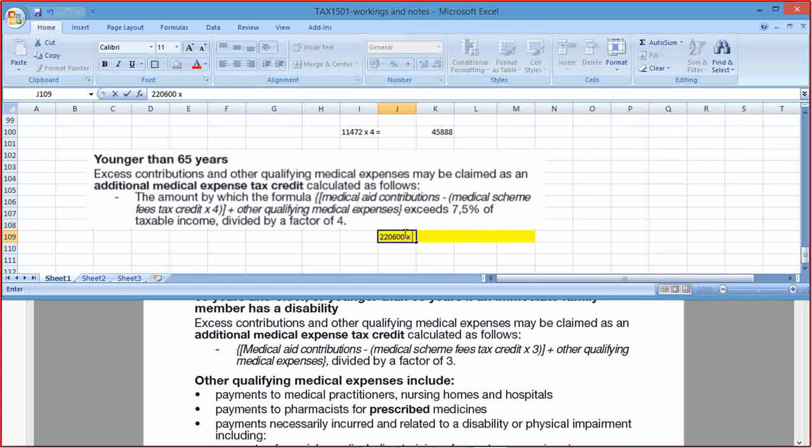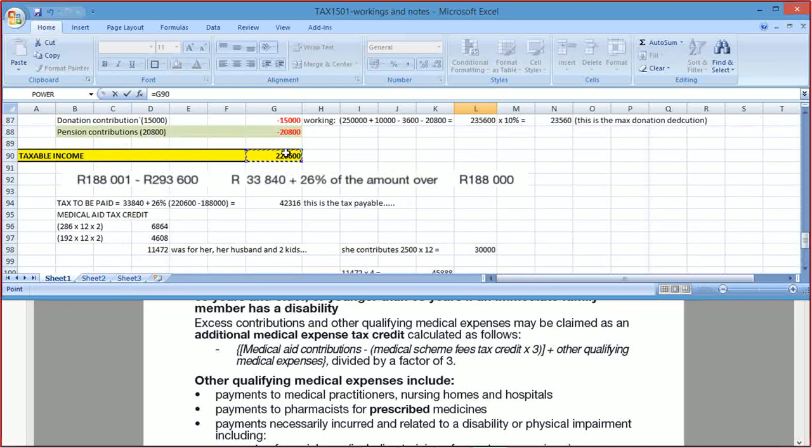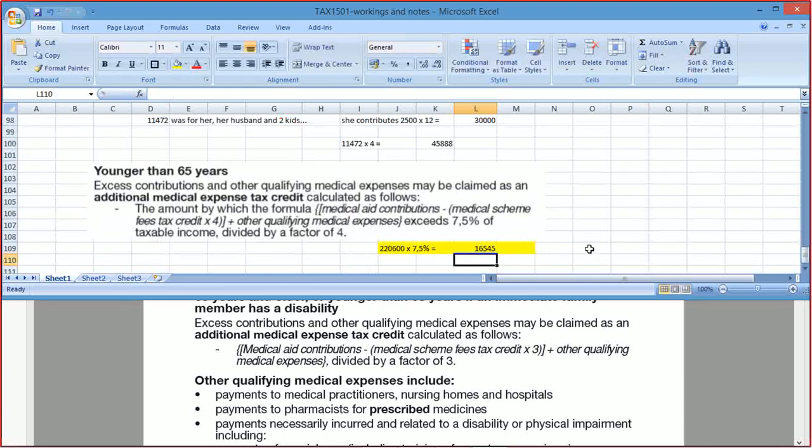220,600 times 7.5% equals 16,545. Okay, so does the amount exceed 16,545? Yes. No, it doesn't. It doesn't exceed it. Okay, what is the difference? Which amount? The amount. So if we're looking at the excess.